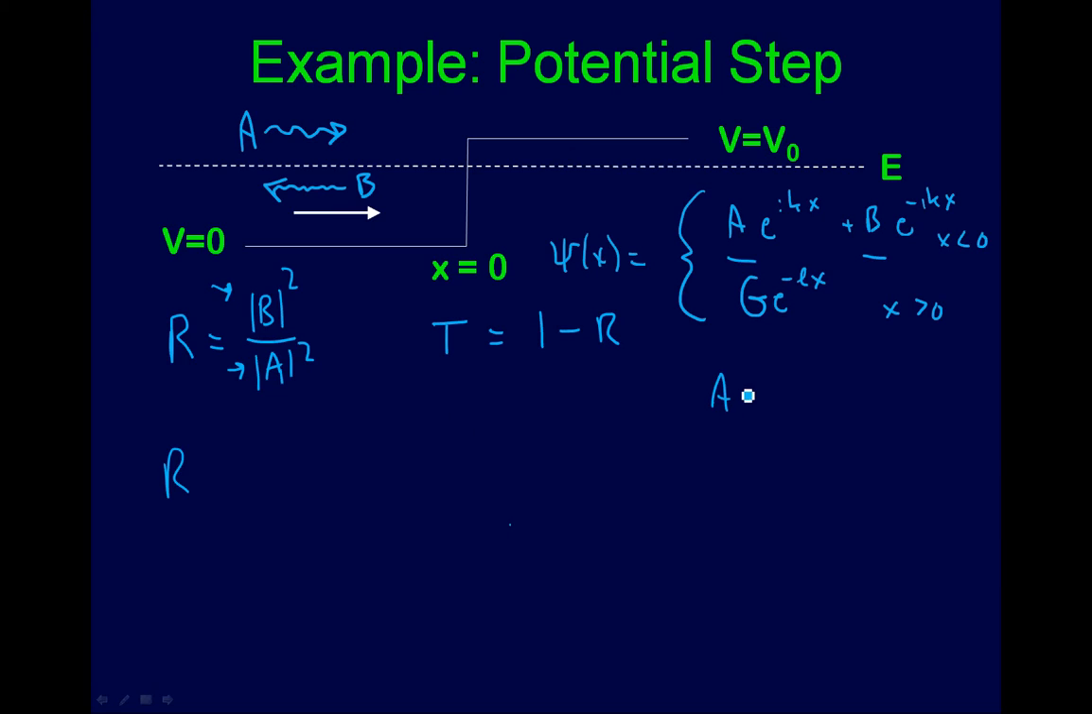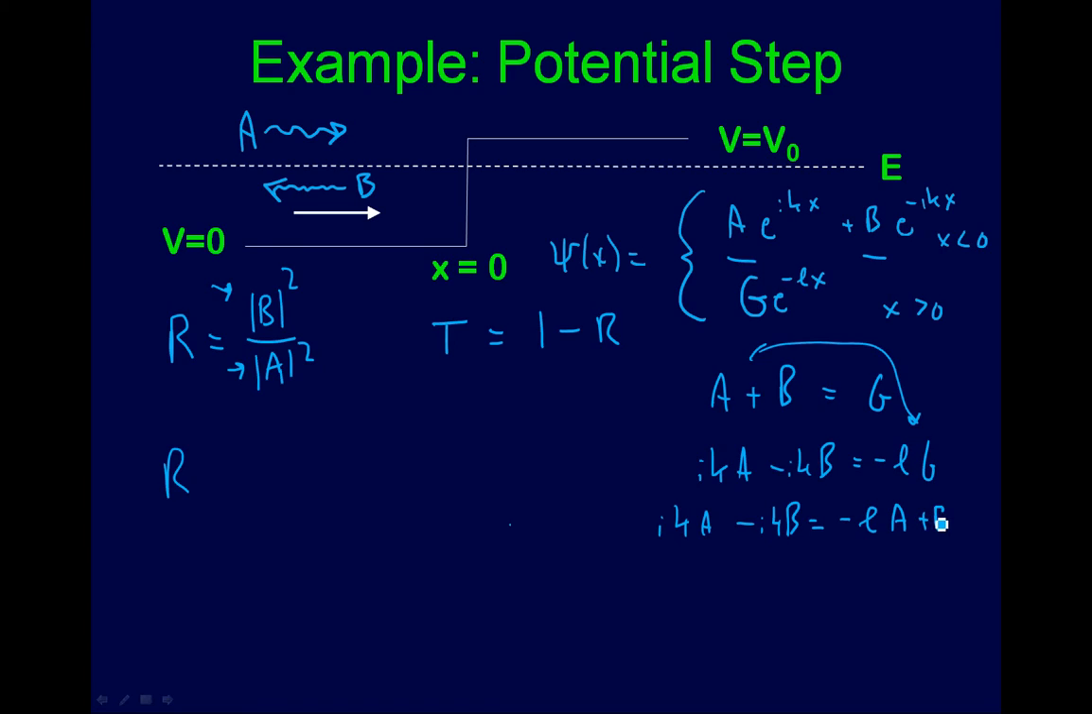So we go to our two equations we just had. We had A plus B is equal to G, and then IKA minus IKB is equal to negative LG. What we want to do is calculate B in terms of A so that we can calculate the reflection coefficient. So I'm going to plug in A plus B into here for G. And so I get IKA minus IKB equals negative L times A plus B.